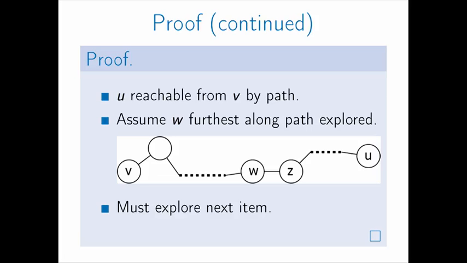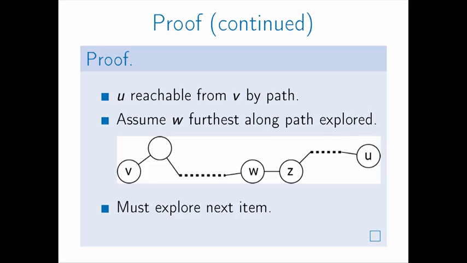So to finish things, suppose that we have some vertex U that is reachable from V. That means that we've got a path from V going up to U. And if we actually explored everything along this path, we'd be done, because we would have explored U at some point. So let's assume that we don't. Assume that W is actually the furthest thing along this path that we've explored.